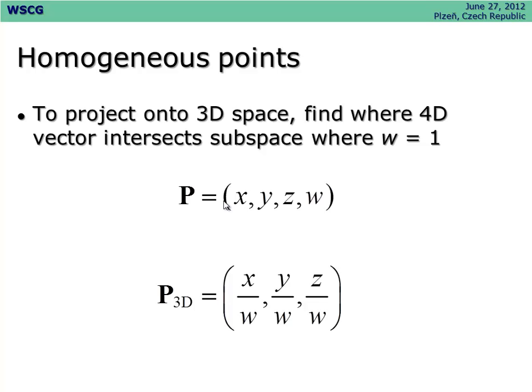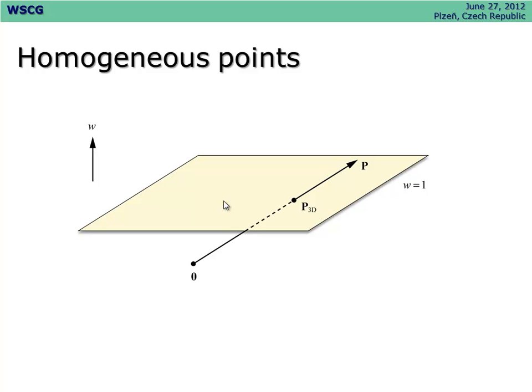And that's the same as taking the intersection of the direction given by P in four dimensions with the plane or the subspace in four dimensions where W equals 1. And here's an illustration of that. So P is a vector in four dimensions. If we look where the W equals 1 subspace slices through that ray, then we get our 3D point.